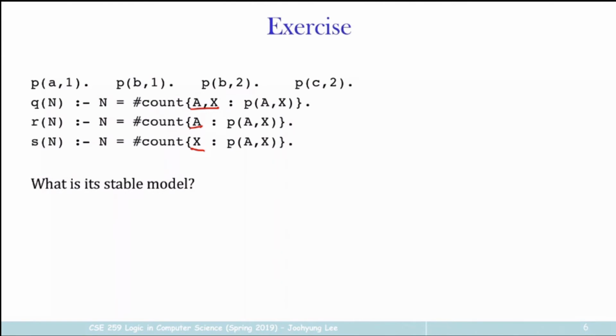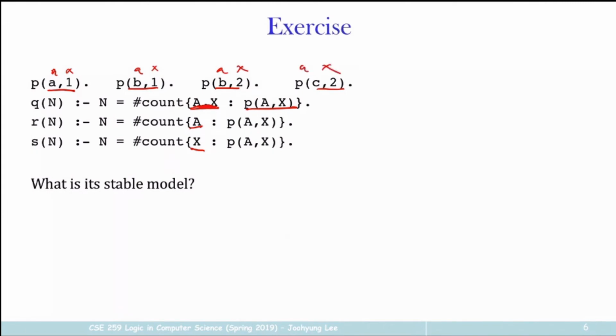So let's see. We are counting how many pairs of AX satisfy this equation. I can count 1: A, 1 is one possibility. B, 1 is another possibility. B, 2 is another possibility. C, 2 is another possibility. We are counting how many AX. This is AX, this is AX, this is AX, this is AX. These are all the different values of AX.